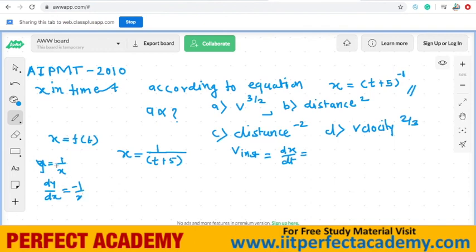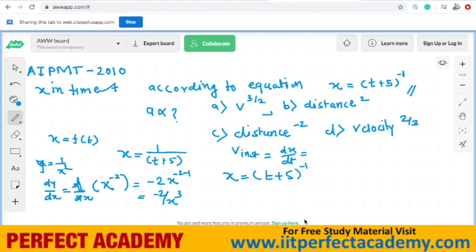If this is 1 by x, it will become x to the power minus 1. So suppose you have y is equal to 1 by x square, then how do we write this? We take it as d by dx of x to the power minus 2, and we know the answer will be minus 2 into x to the power minus 2 minus 1, right? So it will become minus 2 by x cube. Now, (t plus 5) to the power minus 1.